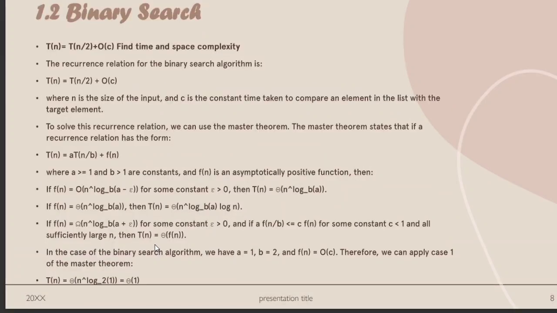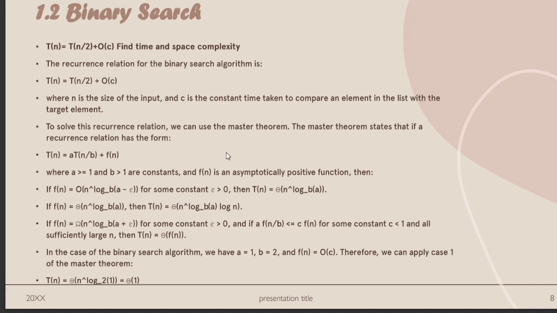Second, we will discuss the recurrence relation for the binary search. The recurrence relation for the binary search is T(n) equals T(n by 2) plus O(C), where n is the size of the input and C is the constant time taken to compare an element in the list with the target element. To solve this recurrence relation, we can use the Master's theorem.